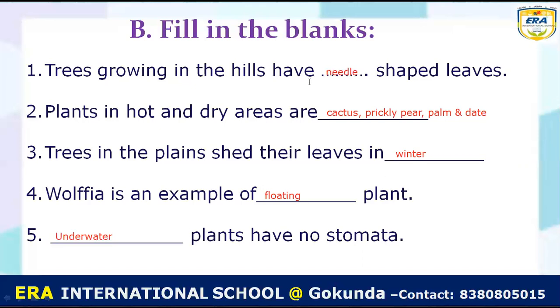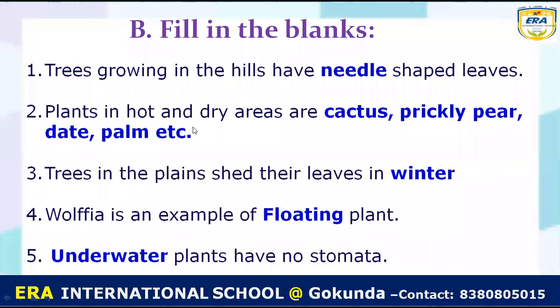Okay, so check your answers and write them in your textbook. Page number 8. Just see the answer key once again. So we can see that the trees growing in the hills have needle-shaped leaves. Plants in hot and dry areas are cactus, prickly pear, date, palm. And trees in the plains shed their leaves in winter. And wolffia is an example of floating plant. And last, underwater plants have no stomata. Okay, check your answers later.